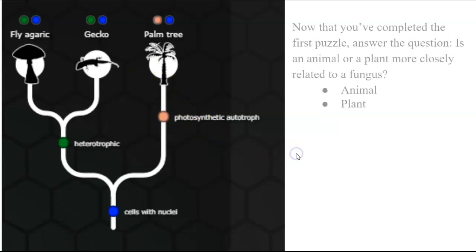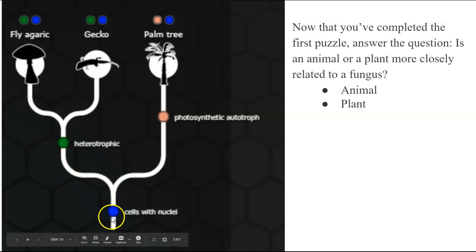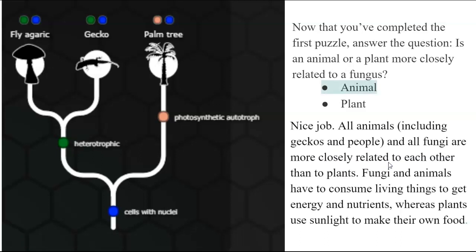Then it begins to ask you, now that you've completed the first puzzle, answer the question. Is an animal or a plant more closely related to a fungus? Well, we can see that an animal is. It's the gecko. They're on the same branch. They share two inherited traits, where the mushroom and the gecko have two. The palm tree only has one. That is the root trait. So nice job.